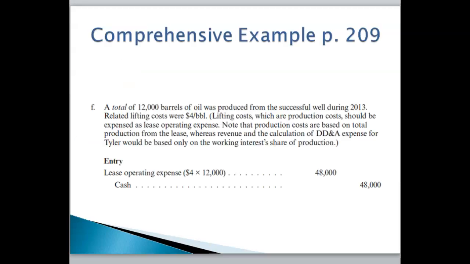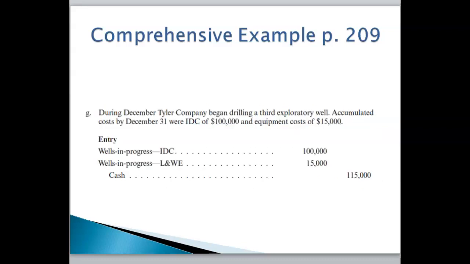So to continue, a total of 12,000 barrels of oil was produced from the successful well during 2013. Related lifting costs were $4 per barrel. So we're going to take the $4 times the 12,000 barrels, and we're going to debit lease operating expense for $48,000. During December, Tyler Company began drilling a third exploratory well. Accumulated costs by December 31st were IDC of $100,000 and equipment costs of $15,000. These are going to be recorded to the wells in progress accounts.